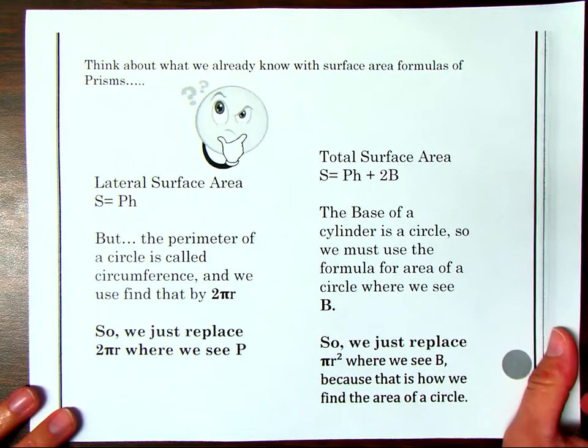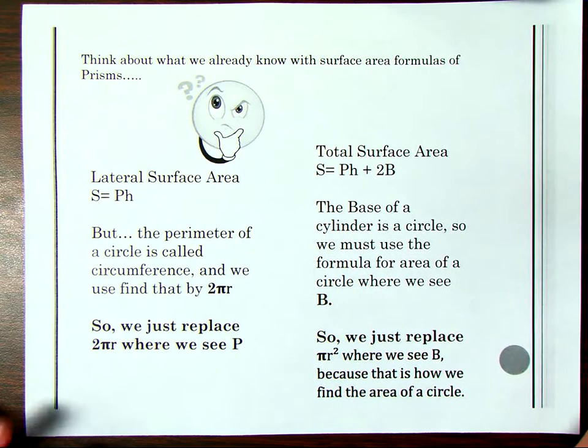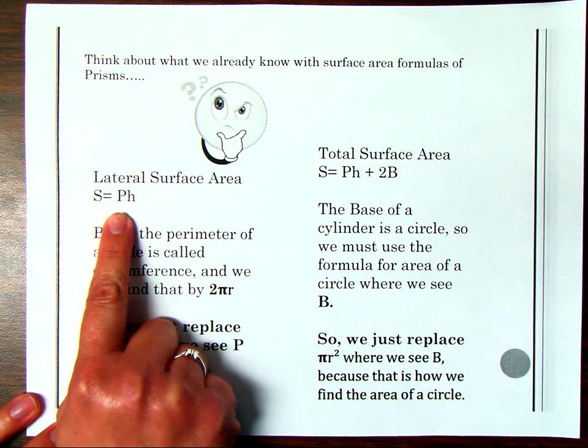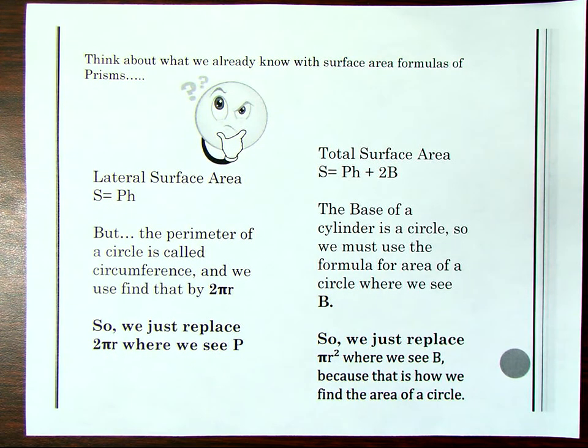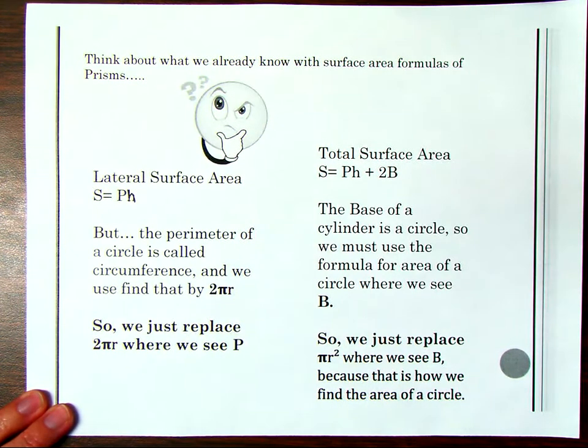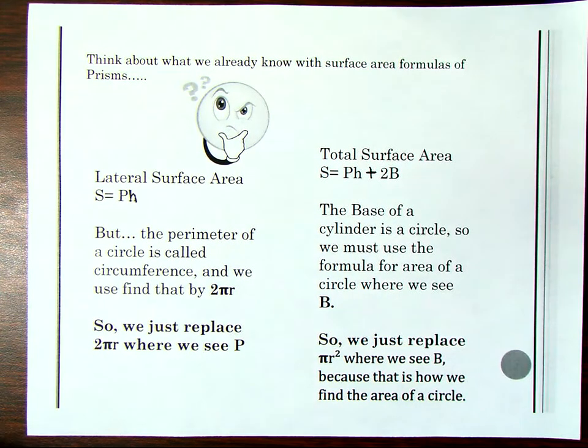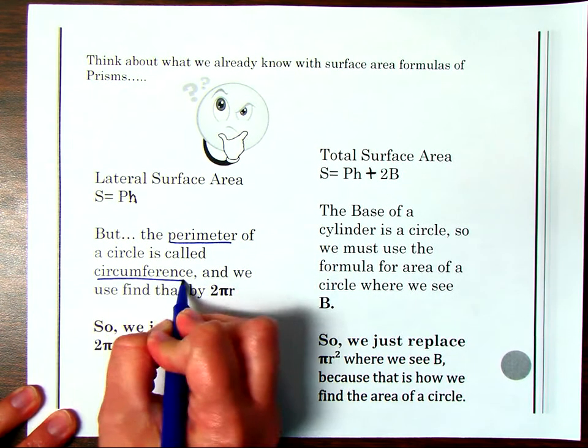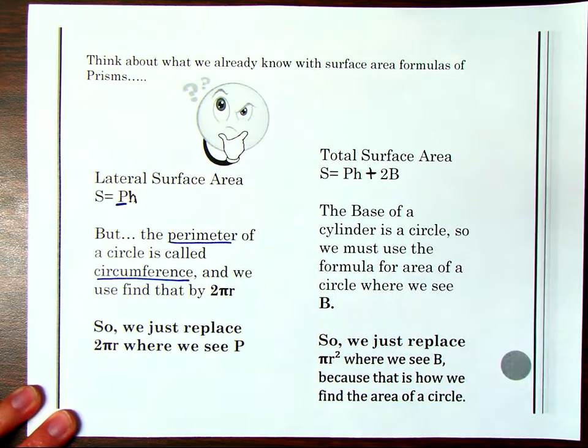So let's stop and think about what we've already learned with surface area formulas. For lateral surface area, we said S equals capital P H, so the perimeter of the base times the height. And for the total surface area, S equals PH plus 2B. If we stop and think, the perimeter of a circle is called the circumference. So that's everything around the circle.